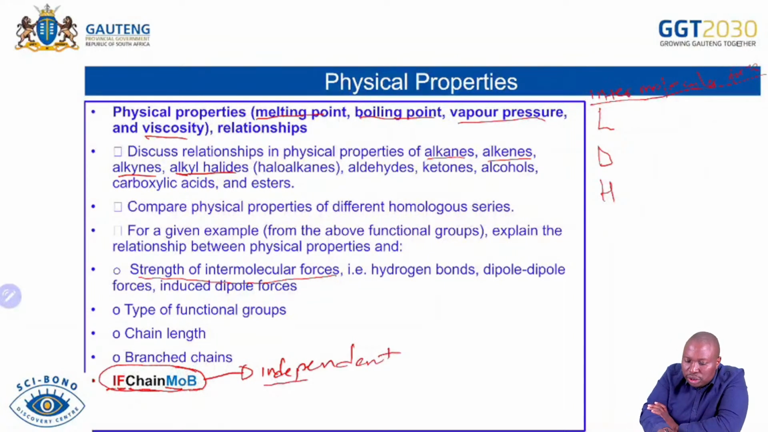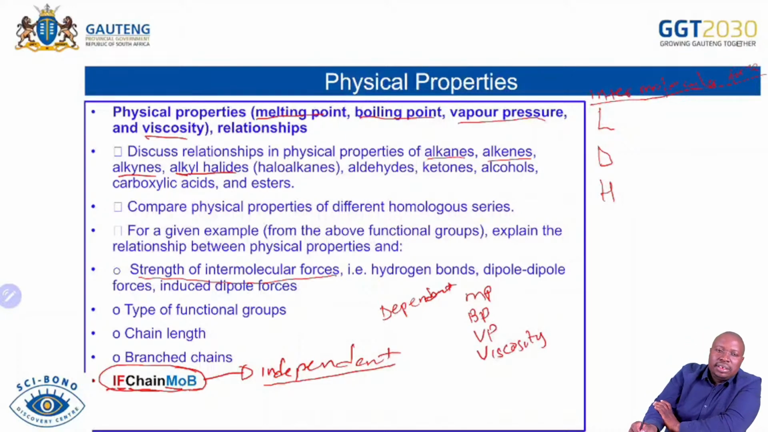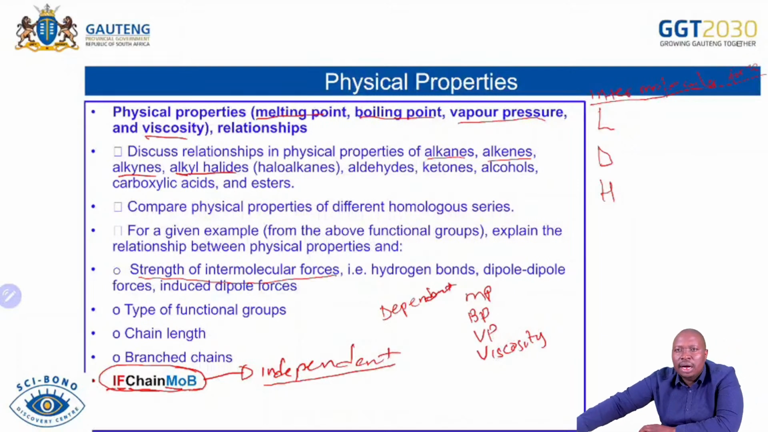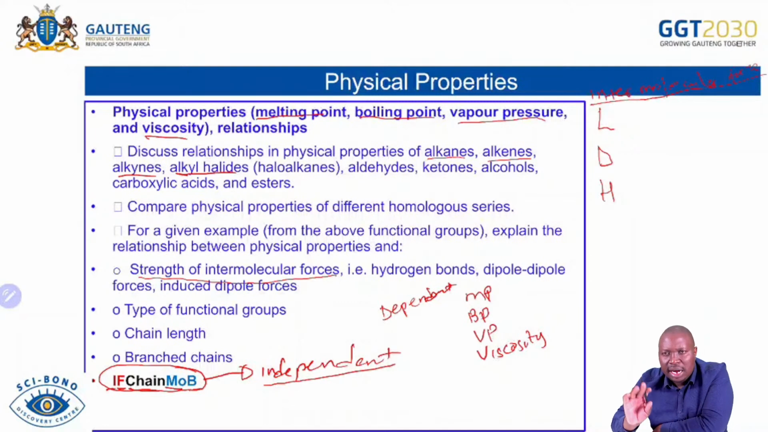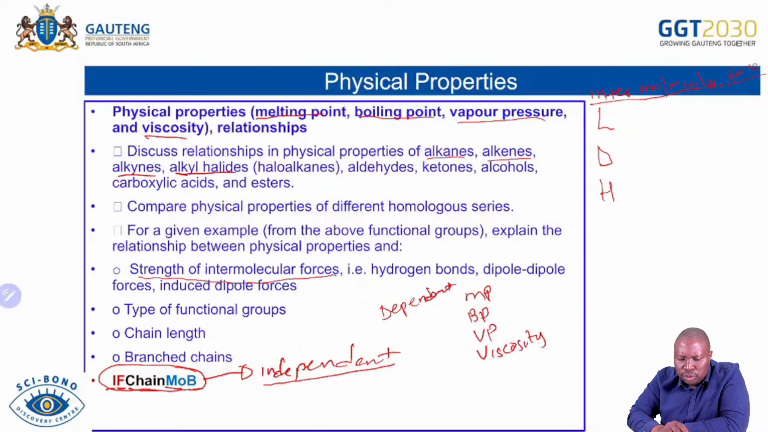Remember, that which you change in the experiment is your independent variable. And that which you measure, in this case, we said we measure 4 things, we refer to that as dependent variables. So our dependent variables are our melting point, boiling point, vapor pressure, and viscosity. These will be our physical properties that we are dealing with, so that we are able to move forward with no problem.